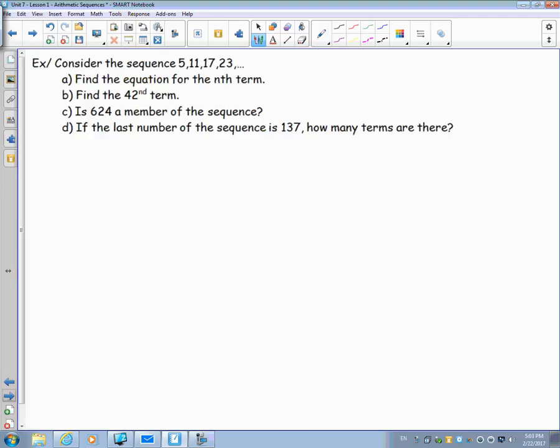And what else can we do? So I've got a sequence here for you. Can you find the equation for the nth term? Nth term is another way of saying the general term. We can do that. Tn equals our first term plus n minus 1 times the difference of 6. Expand and simplify. I've got 6n minus 1.